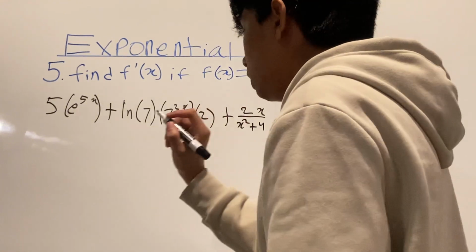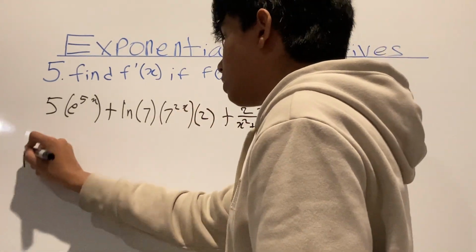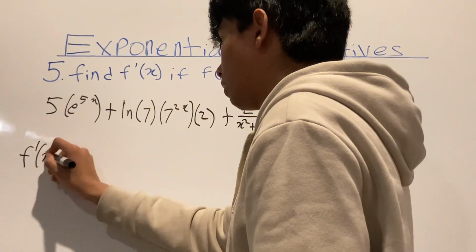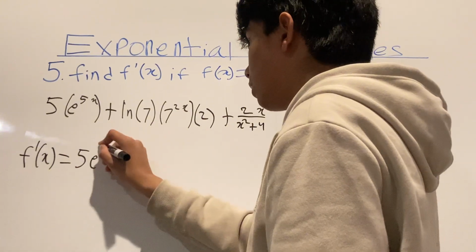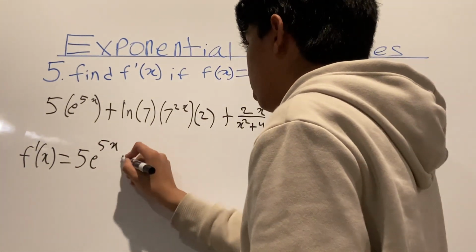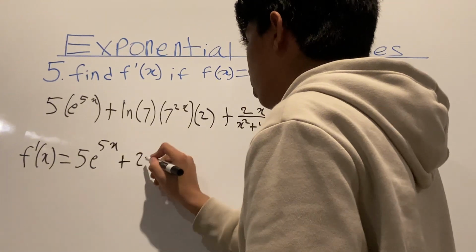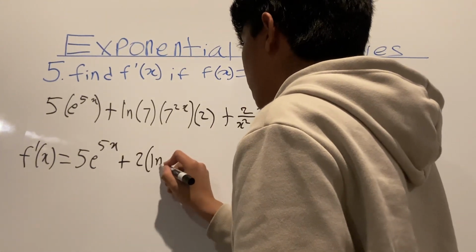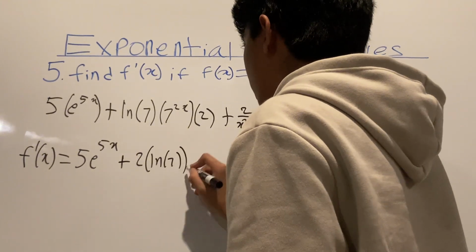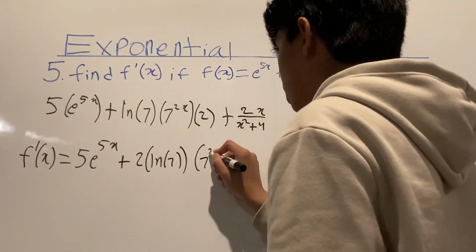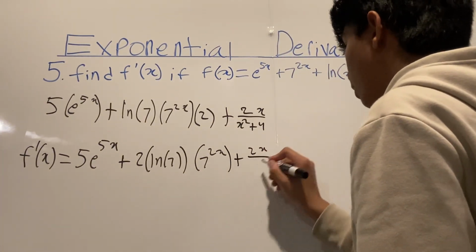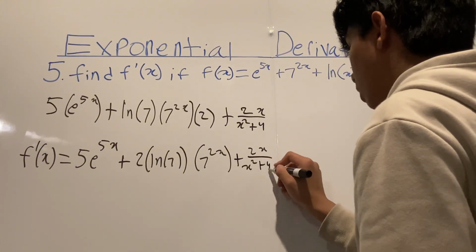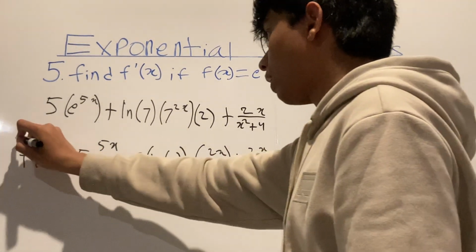And now I can just say the final answer: f prime of x equals 5e to the 5x plus 2 times ln 7 times 7 to the 2x plus 2x over (x squared plus 4). And that's the final answer.